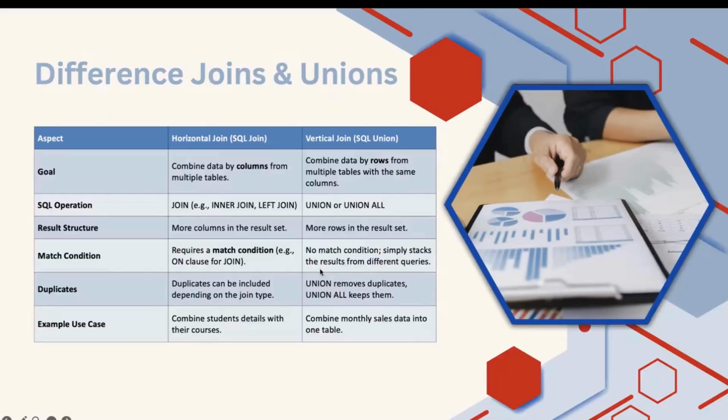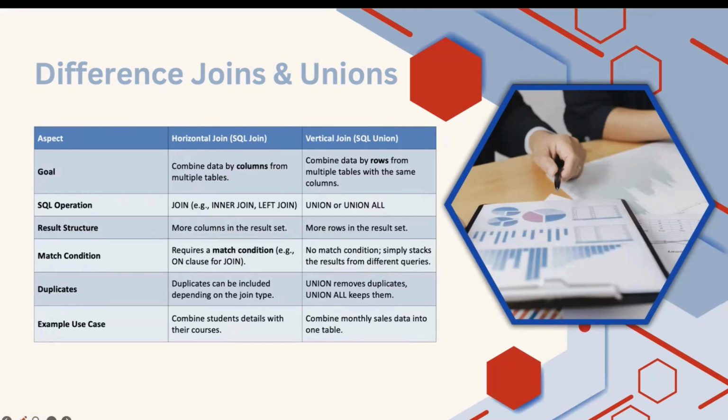So there is a difference between joins and unions. What exactly is the difference? In joins, we are combining the columns in a horizontal way, and in the union, we are combining the rows. Okay.